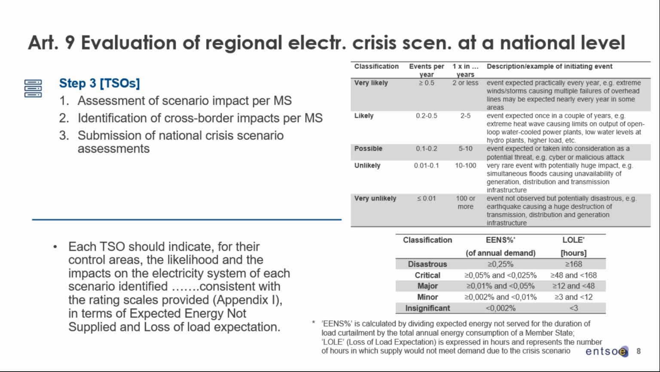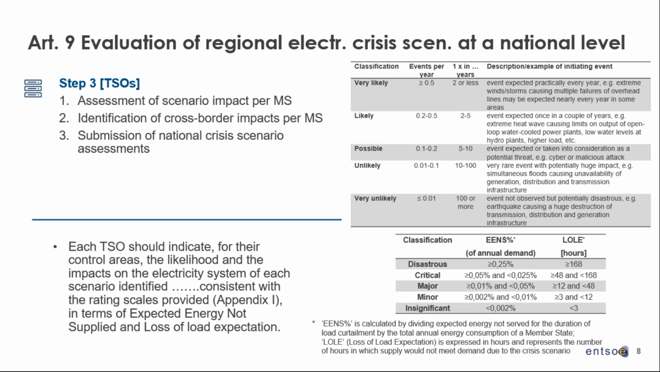So in terms of likelihood on the slide, and it's a bit of a busy slide, the likelihood scores are shown, and an example of those descriptions of possible likelihood. And in terms of impact, we're looking at expected energy not supplied, and loss of load expectations. So we're talking about duration and size, so in terms of annual demand or hours.